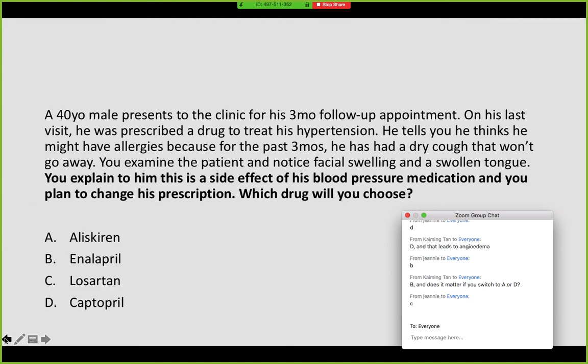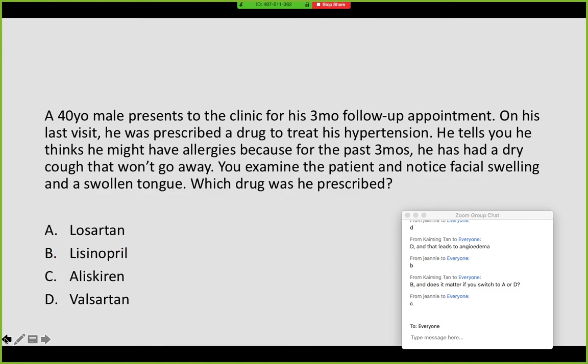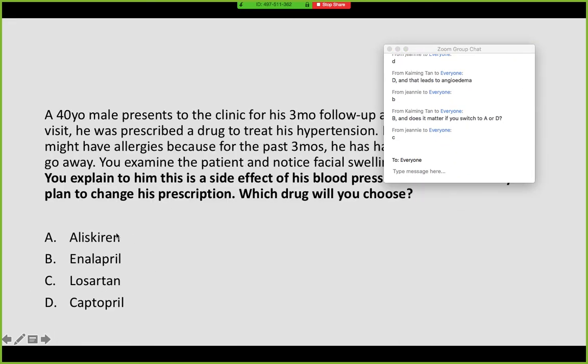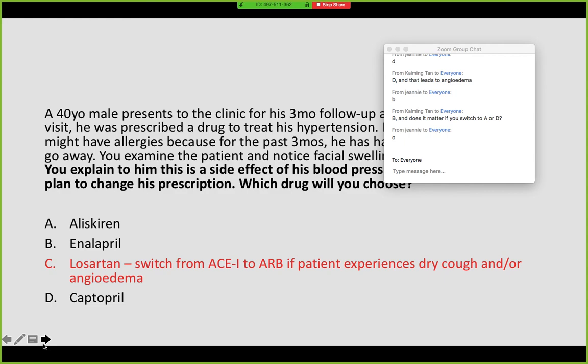And as far as, does it matter if you switch to A or D? I mean, as long as it's an ARB, that will get you the test question, but I don't really know how you would choose losartan over valsartan. That's beyond where we've gotten at this point. But just for testing purposes, as long as you switch from an ACE inhibitor to an ARB, you'll be fine. And they won't give you two ARBs as answer choices. So if you looked at this question, I changed the answer choices to where you just had one ARB. So it would be a similar thing on the exam.